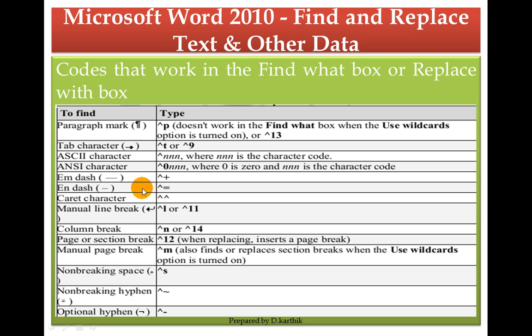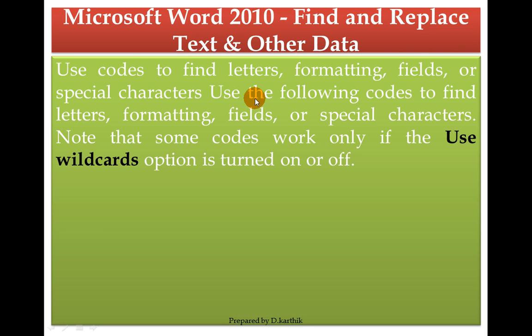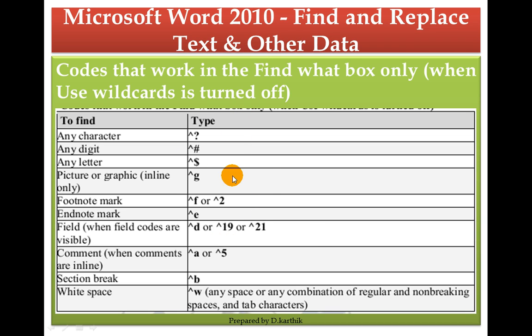So these are the various options we can use along with the find what dialog box. The codes work with the find what dialog box only when the wildcard pattern is turned on. This is turned off and this is turned on. So these are the various options where we can find any character, use this; any digit, use this; any letter, use this. These are the options we can use along with wildcard patterns.